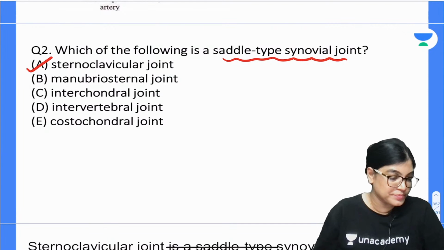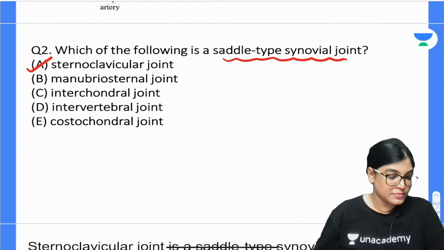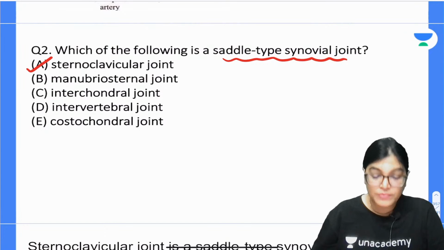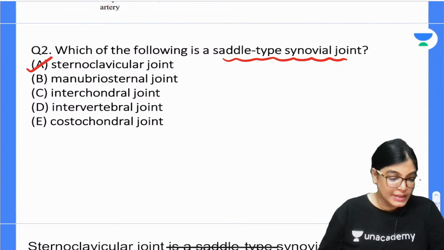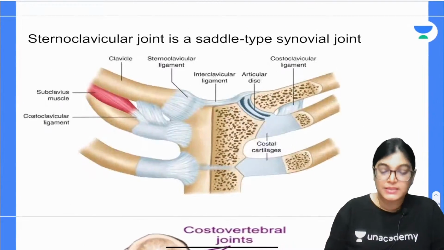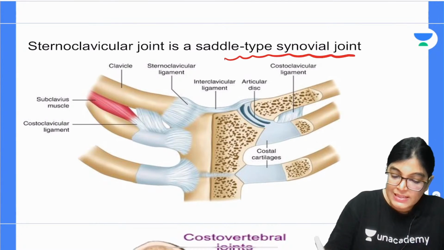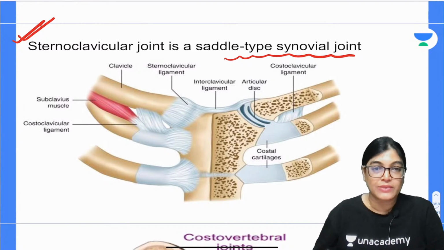But what I want, okay, which of the following is a saddle type of synovial joint? So, my dear aspirants, let's move on to all the options and I will give you a description of all the joints. So, the sternoclavicular joint is a saddle type of synovial joint.